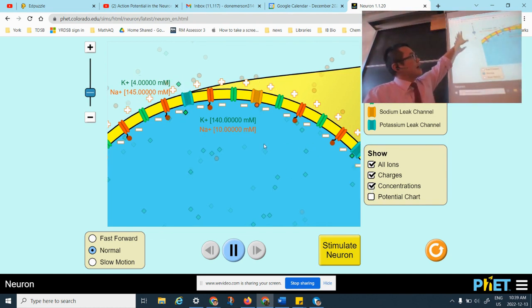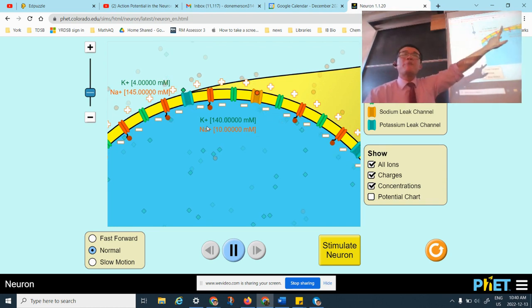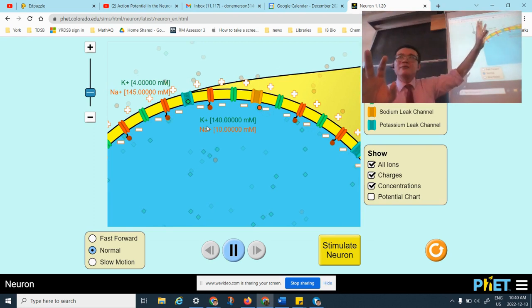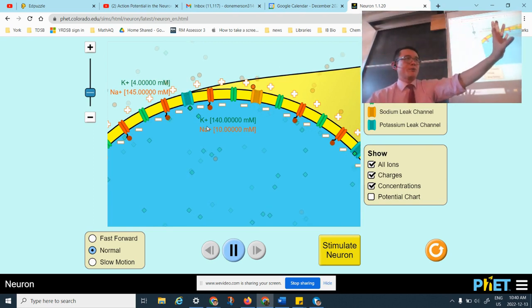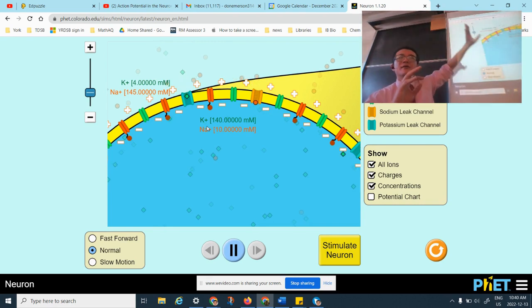So now, when it's at resting potential, sodium ion is in high concentration on the outside, and potassium ion is in high concentration on the inside. Yes, they're both positive ions, but there are other ions in there that we're not going to be concerned about. And again, also, we're talking about relative charge, okay?